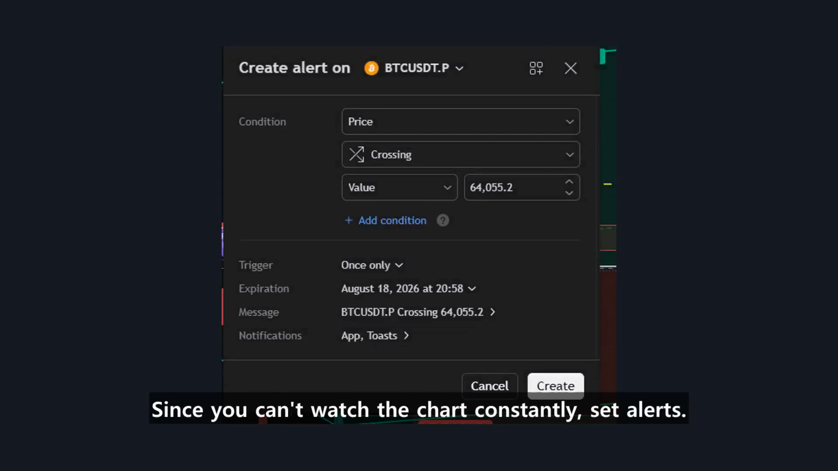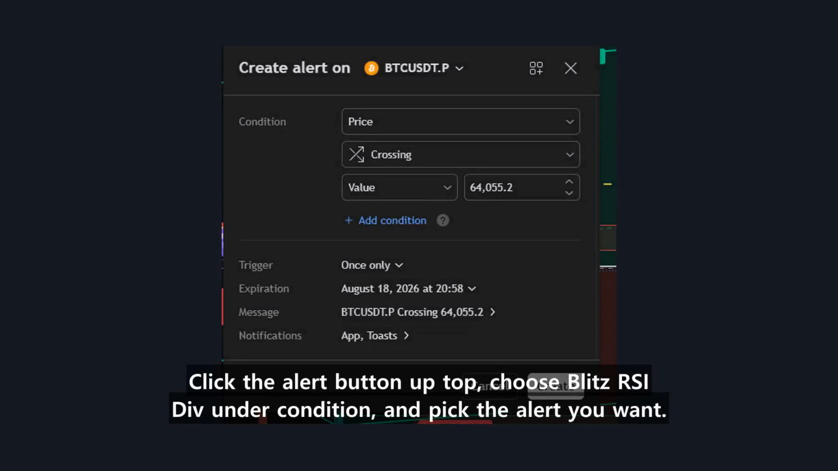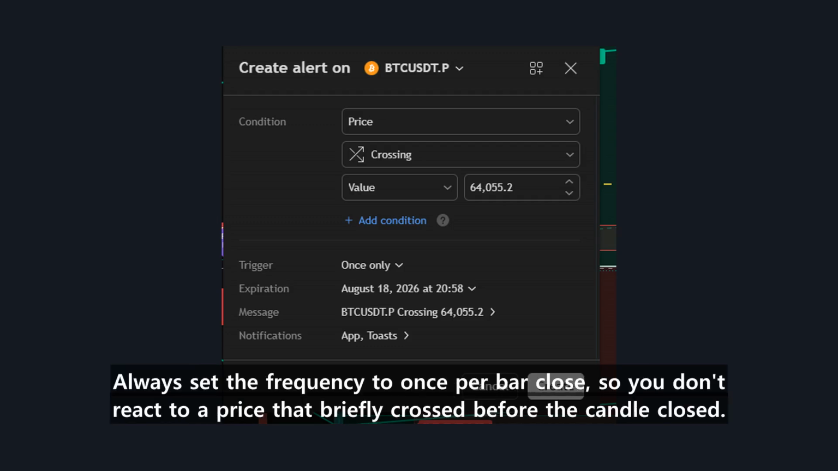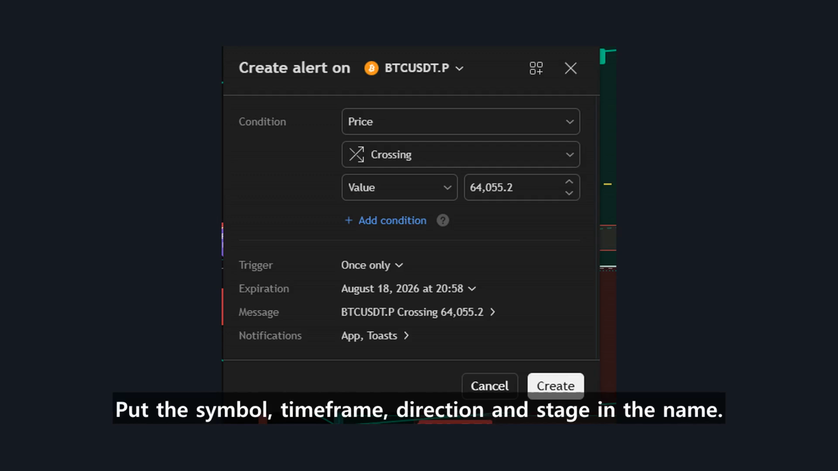Since you can't watch the chart constantly, set alerts. Click the alert button up top, choose Blitz RSI Div under condition, and pick the alert you want. Always set the frequency to once per bar close, so you don't react to a price that briefly crossed before the candle closed. Put the symbol, time frame, direction, and stage in the name.